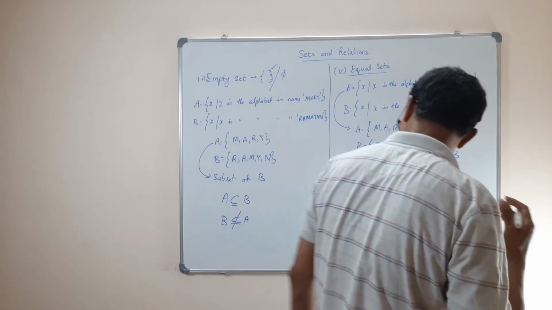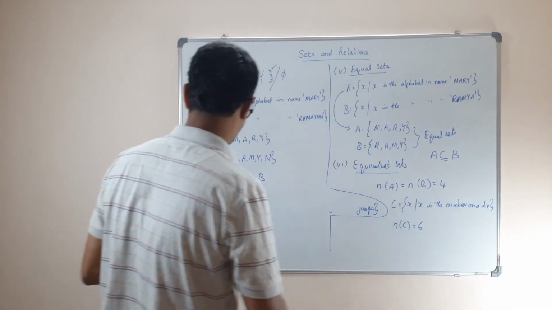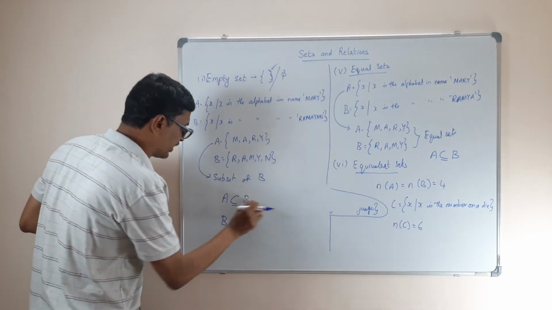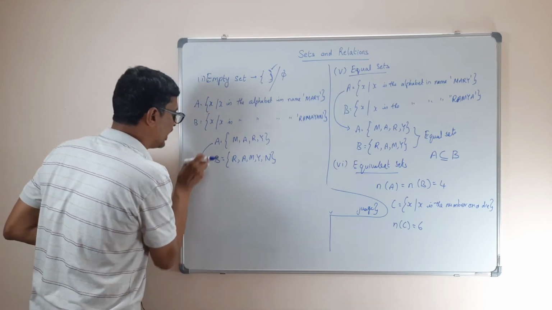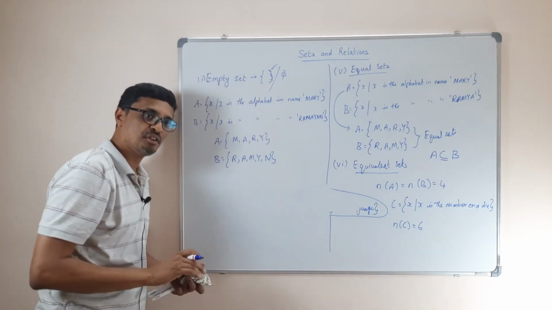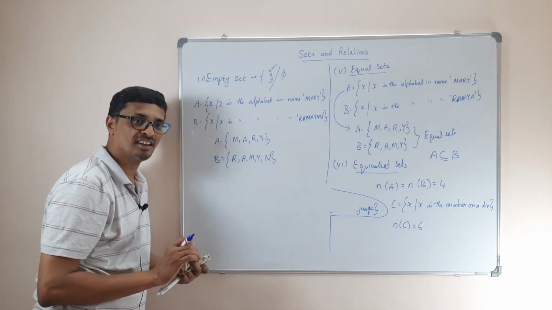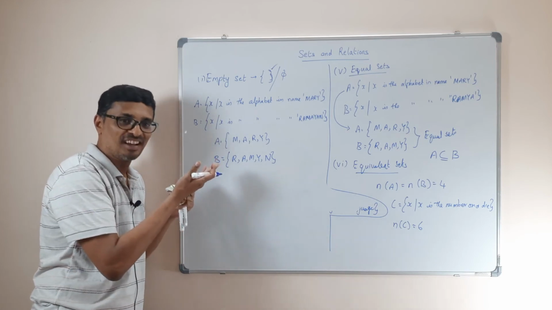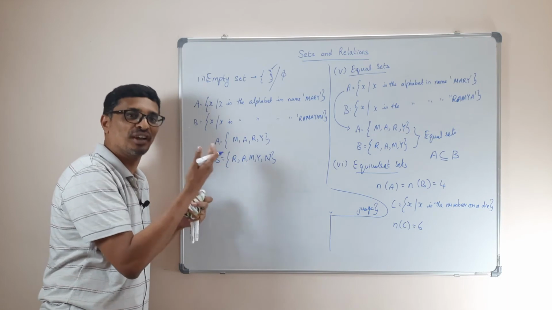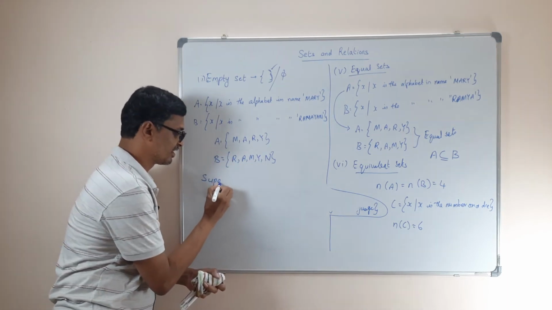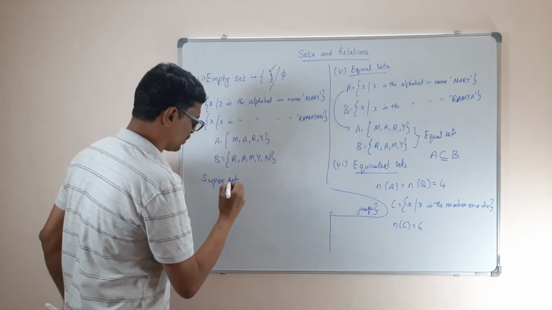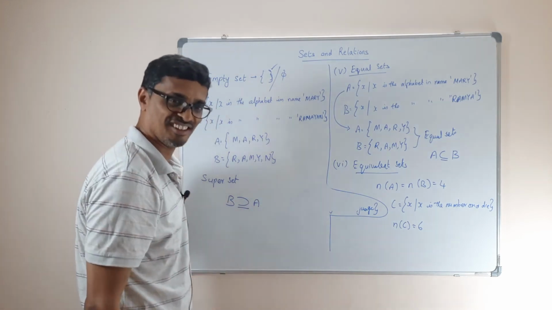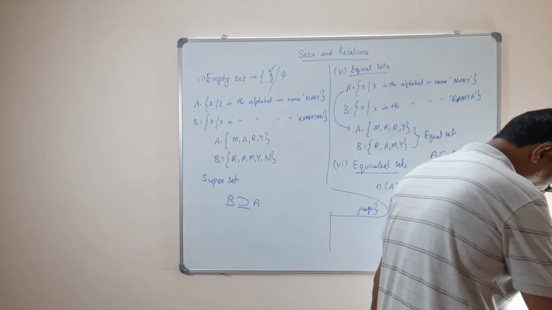Your next point comes here: superset. From the name itself you can say. Let us take this portion. We said A is a subset of B. Now, can you tell me what a superset is? It's the reverse of that. B will be the superset of A, because all the elements of A are already there in B. So that's what you call a superset. Just reverse the symbol. So B is a superset of A. That's all you have to do. You understood all these things now?